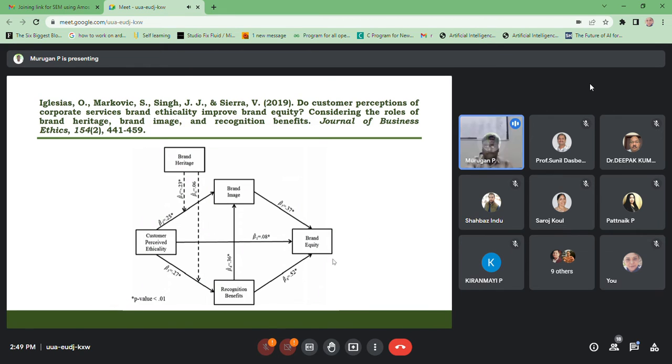This paper is coming from JBE, Journal of Business Ethics. Do customer perceptions of corporate services brand ethicality improve brand equity? Considering the roles of brand heritage, brand image, and recognition benefits. So here customer perceived ethicality is acting as X, brand equity is acting as Y. This relationship is established through brand image as well as recognition benefits. Basically here brand image and the recognition benefits are acting as mediators. Fine.